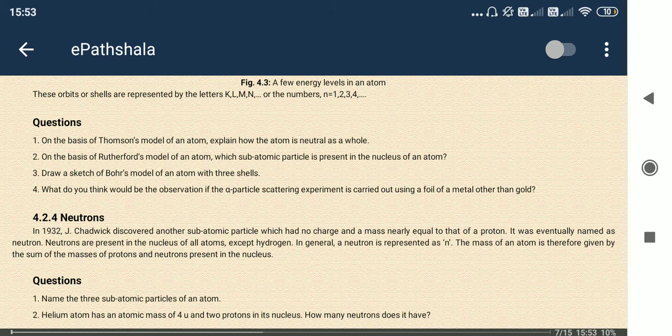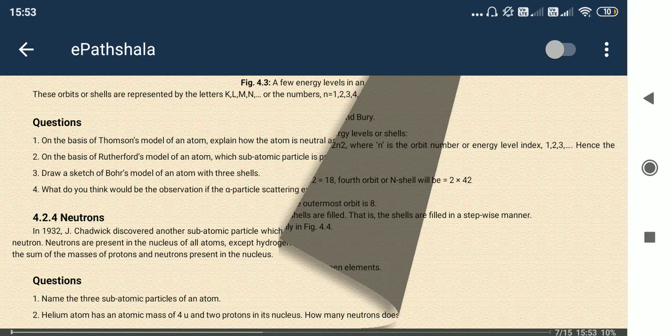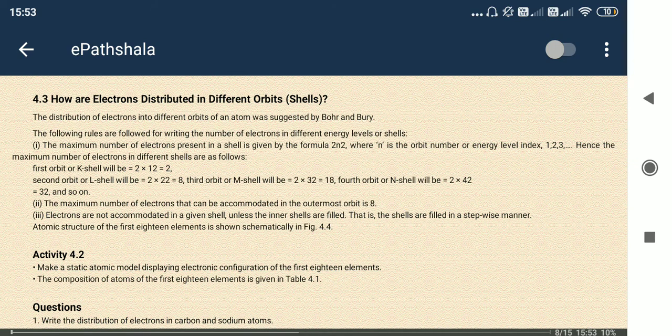So the neutron was actually discovered by Chadwick. Okay, we need to remember. J.J. Thomson discovered the electron, Rutherford the proton, but the neutron was discovered by Chadwick. Okay, Chadwick is for the neutron, you should remember. So the orbit I have discussed already.